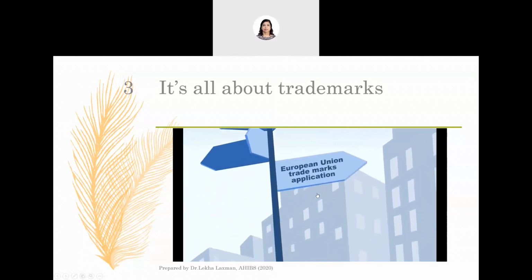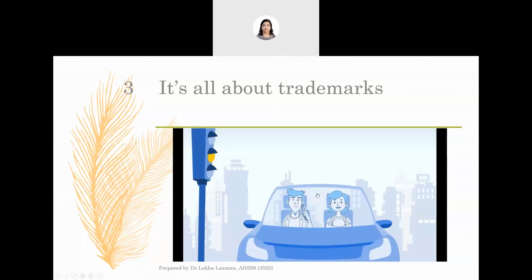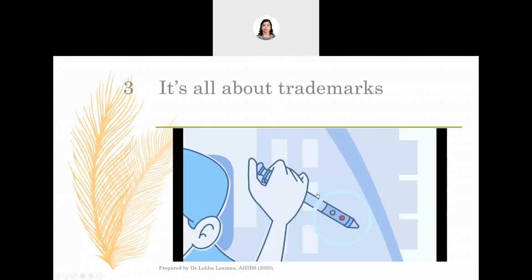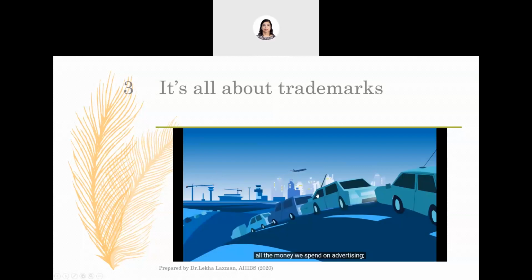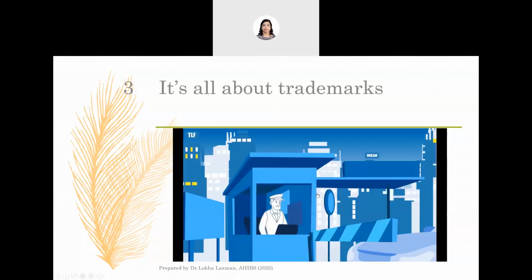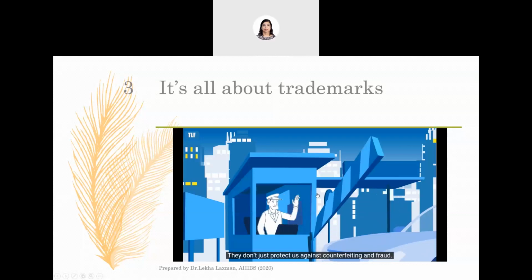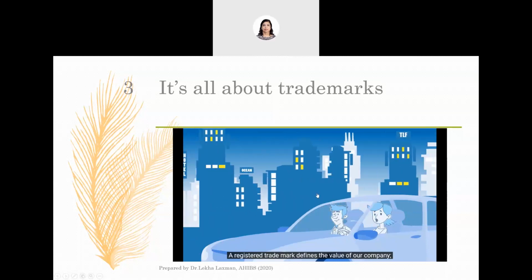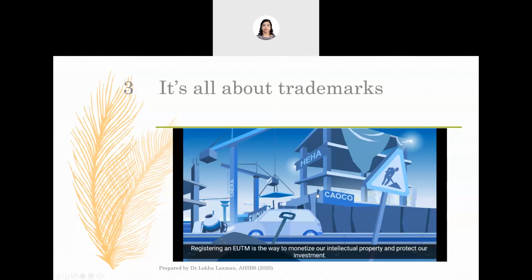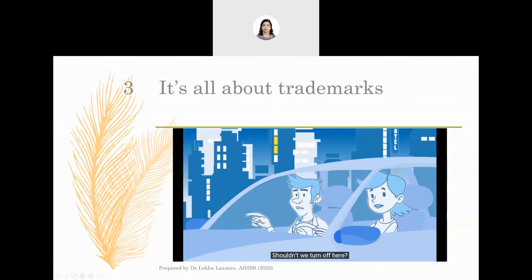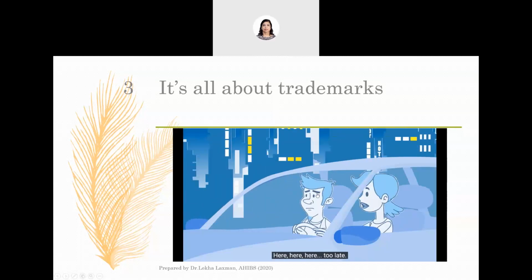Take a right here. Is this going to take long, Anne? Do we really need to register our brand? Oh, give it to me. Business depends on trademarks. All the investment we put into our brands, all the money we spend on advertising, everything we put into researching new products. It all hangs on our trademark. They don't just protect us against counterfeiting and fraud. A registered trademark defines the value of our company. We can sell them, license them, we can even use them as collateral for our next plan. Registering an EUTM is the way to monetize our intellectual property and protect our investment. Shouldn't we turn off here? Where? Here. Too late. Why didn't you say before?